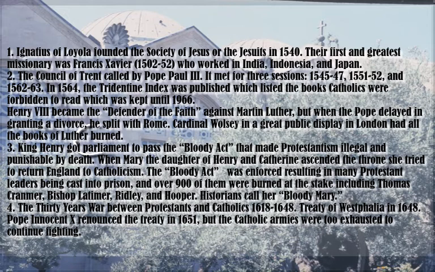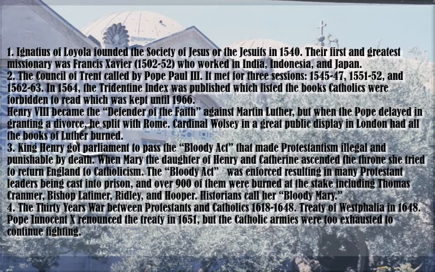King Henry got Parliament to pass the Bloody Act that made Protestantism illegal and punishable by death. When Mary, the daughter of Henry and Catherine, ascended to the throne, she tried to return England to Catholicism. The Bloody Act was reinforced, resulting in many Protestant leaders being cast into prison, and over 900 of them burned at the stake, including Thomas Cranmer, Bishop Latimer, Ridley, and Hooper. Historians call her Bloody Mary.